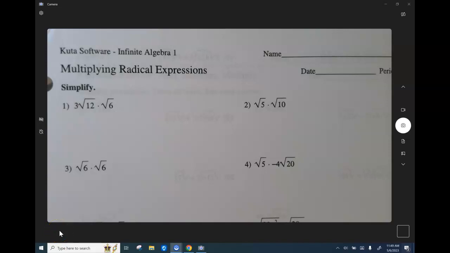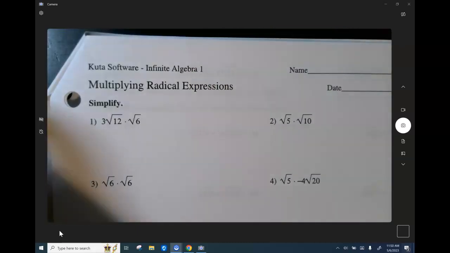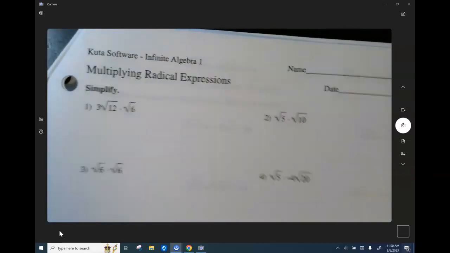We're just going to multiply some more radical expressions, but this time we get to do some fun things like distributive property and multiplying binomials. I mean, it just gets too cool, doesn't it? So let's just refresh our memory. What do we want to do today?